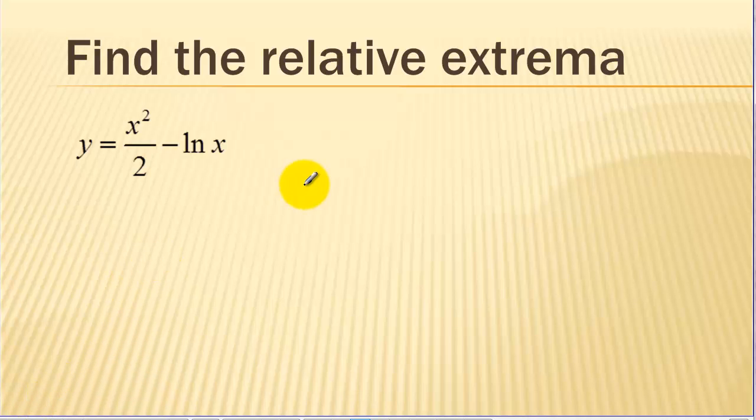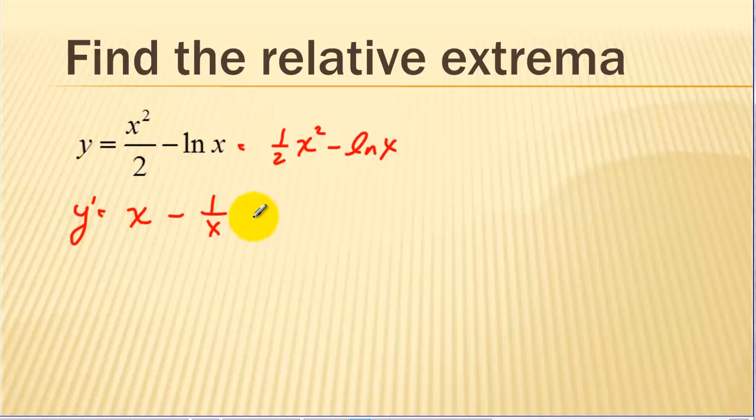Now in this example, we're applying derivatives to find the relative extrema. So remember, we want to find y prime first. Now remember, this here is the same as 1/2 times x squared minus ln of x. So when I apply my power rule here, I've got 2 times 1/2 is 1, so I just have x minus 1 over x. And we want to set that equal to 0.